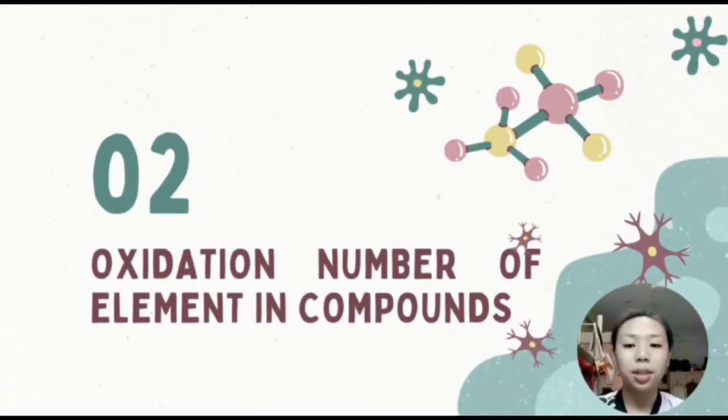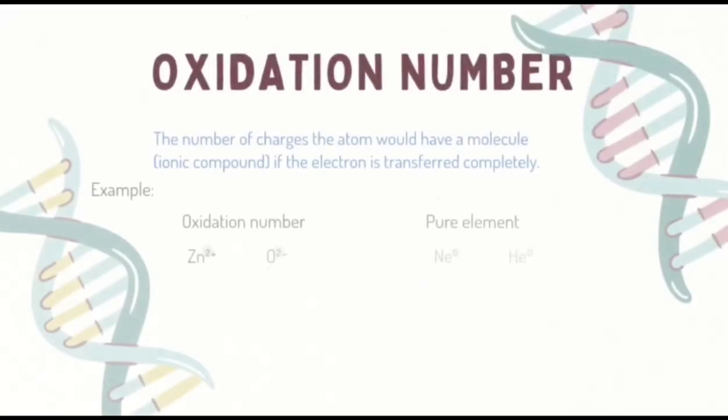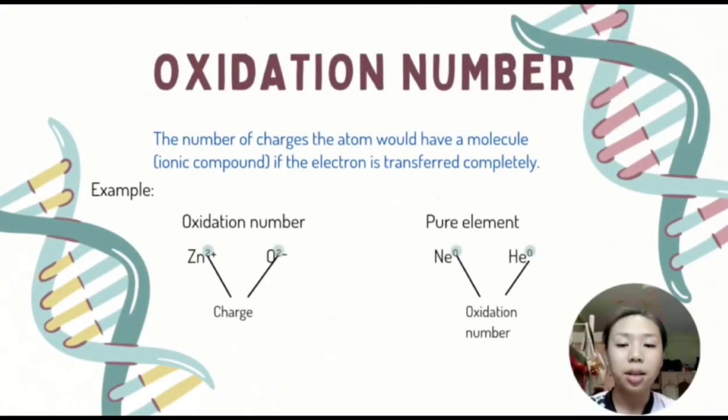Next, we will learn about the oxidation number of an element in a compound. Oxidation number is the charge the atom would have in a molecule or ionic compound if the electrons were transferred completely. Let's look at the example I have provided. First, for ions, like Zn 2+ and O 2-, the oxidation number is the same as the charge. For pure elements, like neon and helium, the oxidation number is always zero.